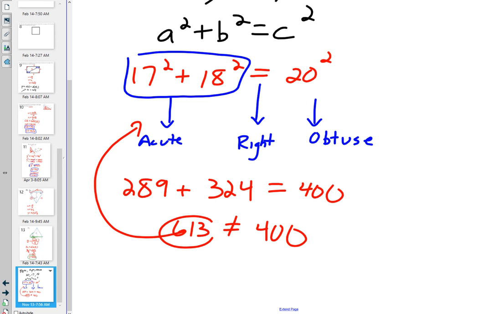Yeah. Assuming you write it in this order, legs on the left and hypotenuse on the right: if the left is bigger, it's acute. If they're equal, it's right. If the right is bigger, it's obtuse. So that will show up on the quiz.